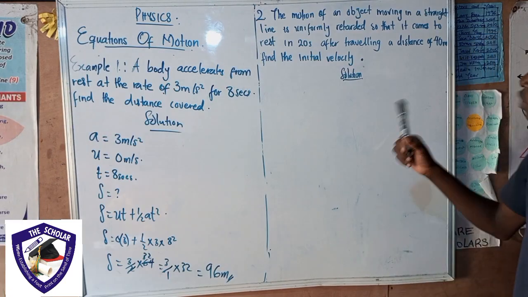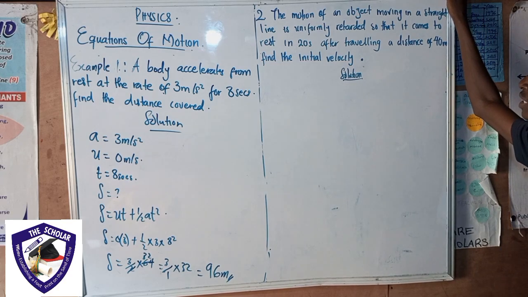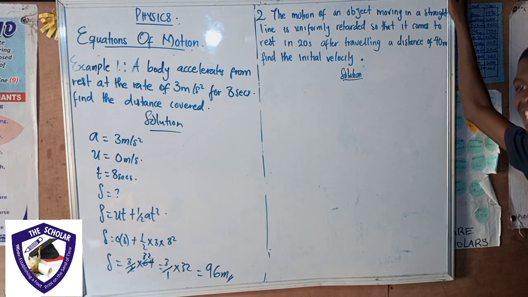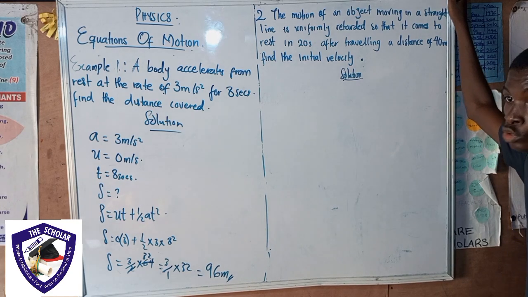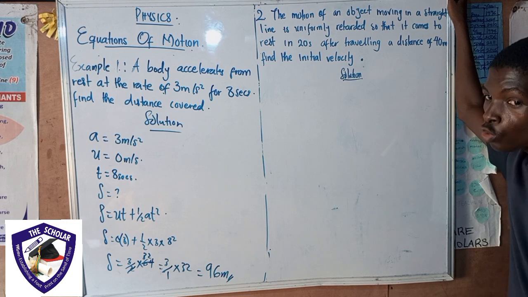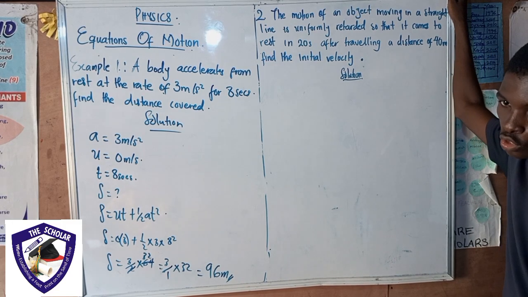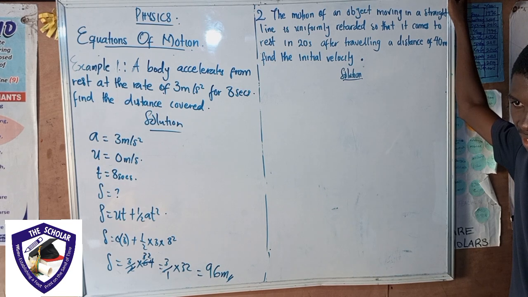Let us take a look at this. We have a question. It says the motion of an object moving in a straight line is uniformly retarded so that it comes to rest in 20 seconds after traveling a distance of 40 meters. Find the initial velocity. Now here they are not telling us that this body is already in motion. We can only say that our initial velocity is 0 when the body is yet to be in motion. But this body is already in motion. Now the initial velocity already has value and it is not 0.